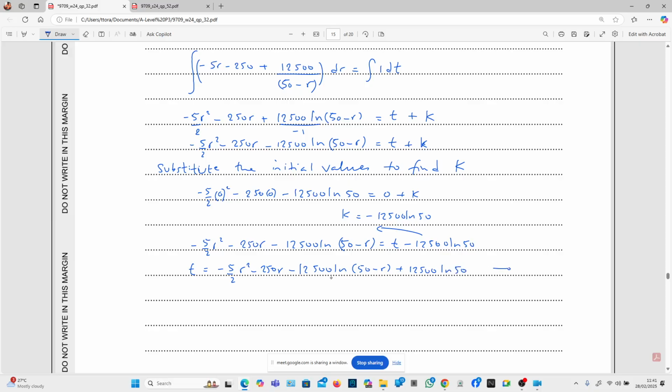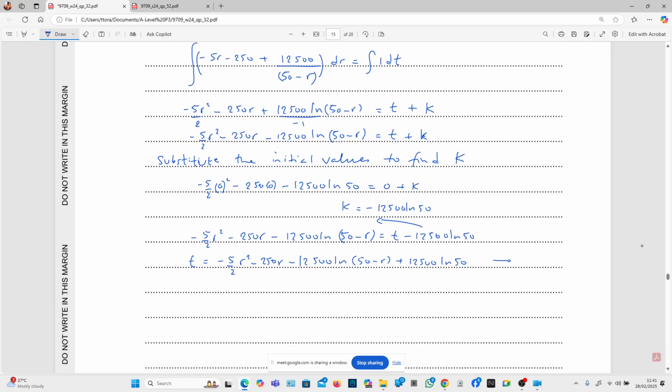Now, some students might use the laws of logarithms by putting this in a different form. They might say 12,500 divided by 12,500. I just want to leave it like that. There's no hard and fast rule.